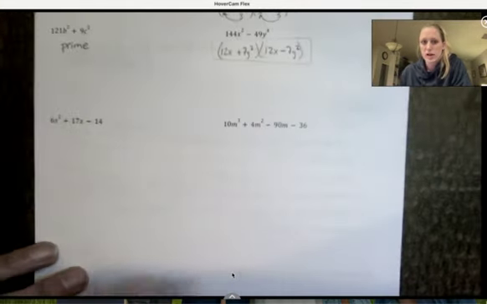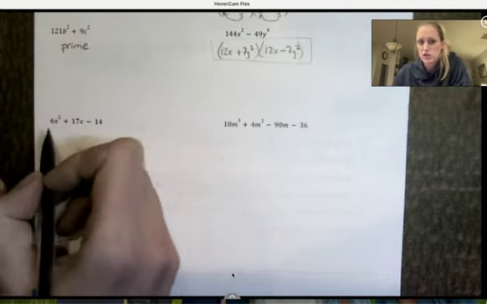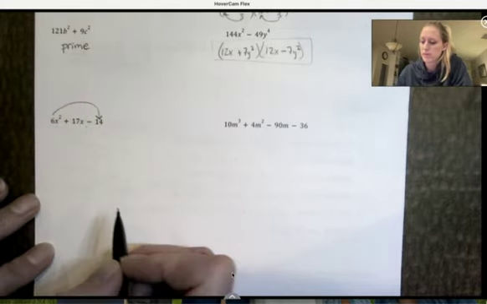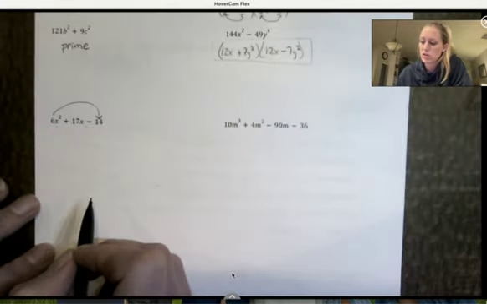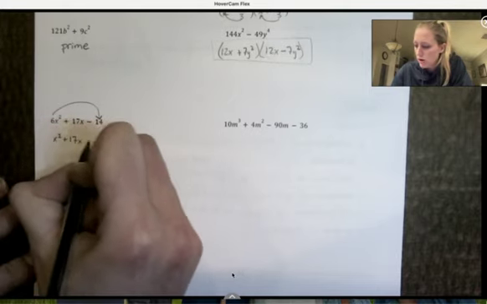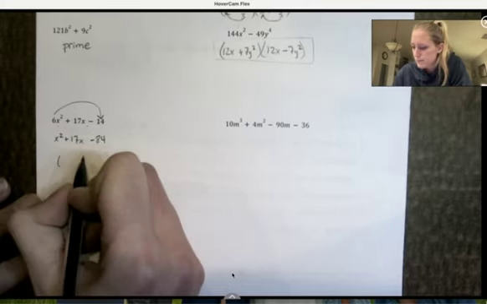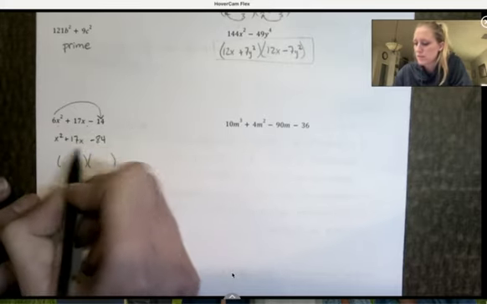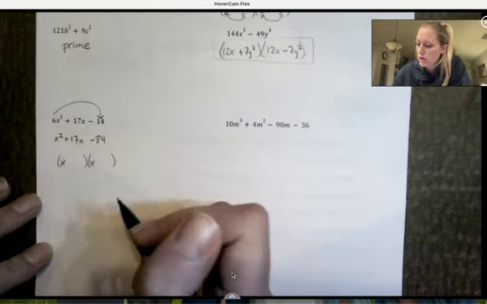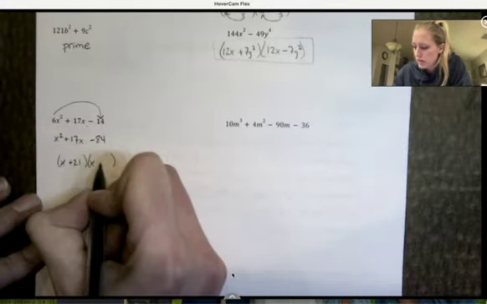Okay, another trinomial, it's a quadratic, right? Squared, non-squared, constant. GCF, there is none, so I'm going to jump into 6 times 14, which is 84. Okay, so I need numbers that multiply to be negative 84 that add up to be positive 17. So I think that's going to be 20, 21, and 4. So positive 21, negative 4.